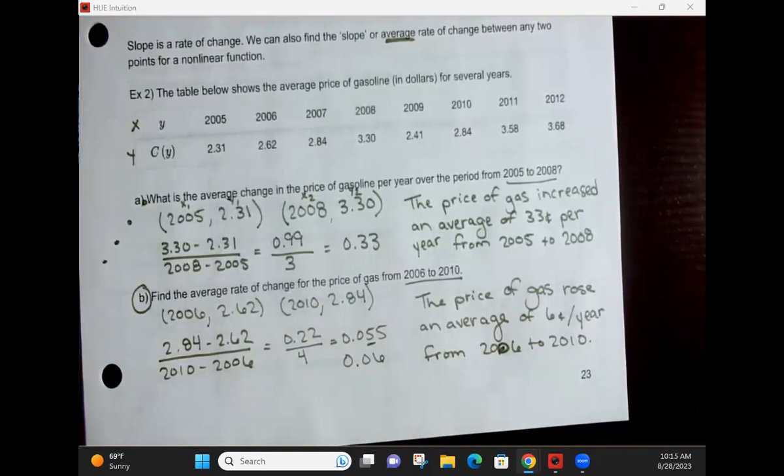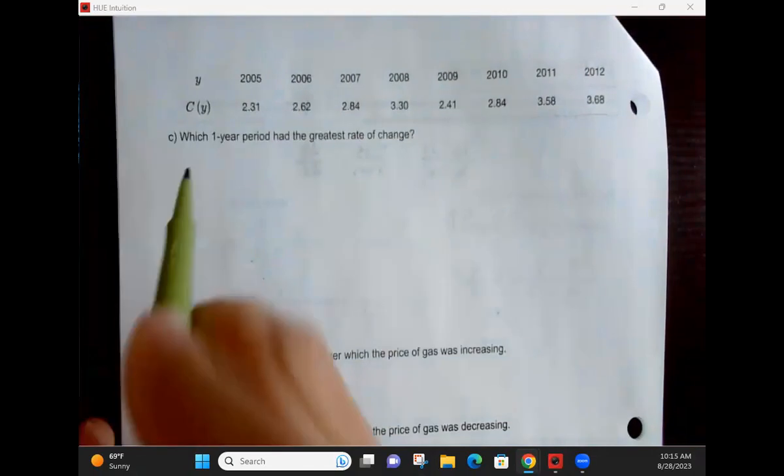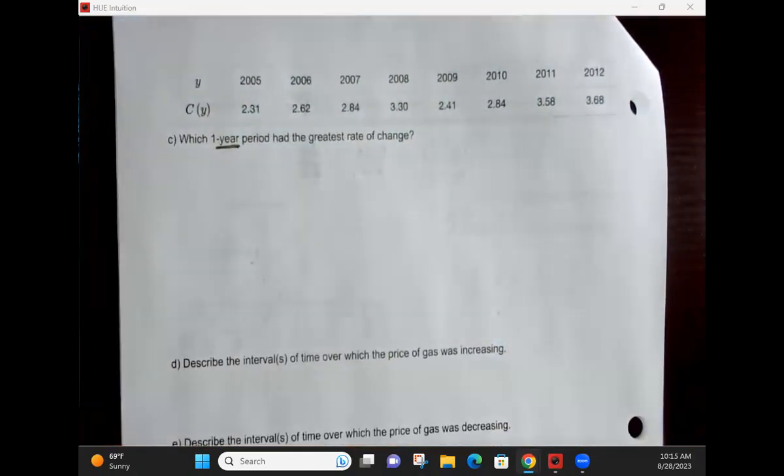Okay. Now, on the next page, I recopied the table. That way you guys wouldn't have to flip back and forth. Because I'm nice like that. Okay, this is exactly the same table. I just put it at the top of this page since we're still working with it. I would like you now to find for me which 1 year period had the greatest rate of change. Notice I didn't say greatest increase. I said just greatest rate of change.